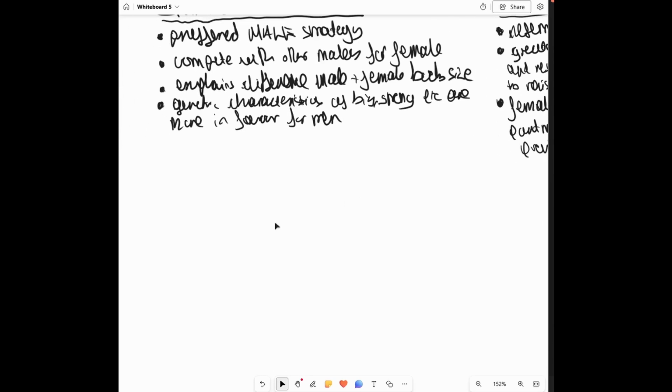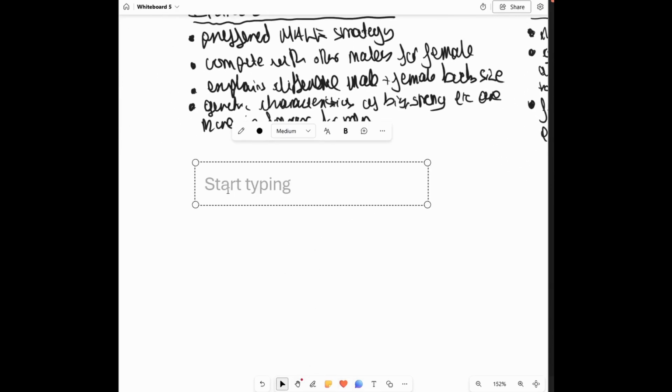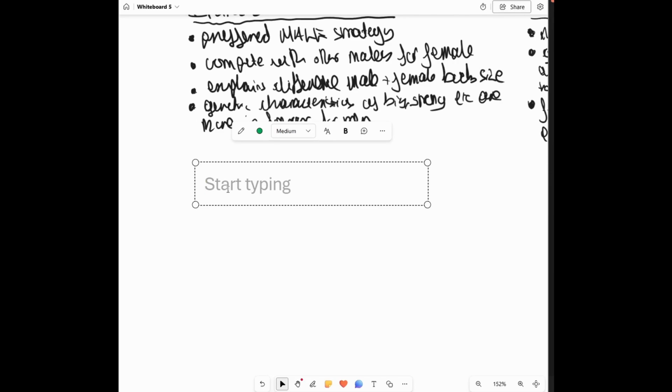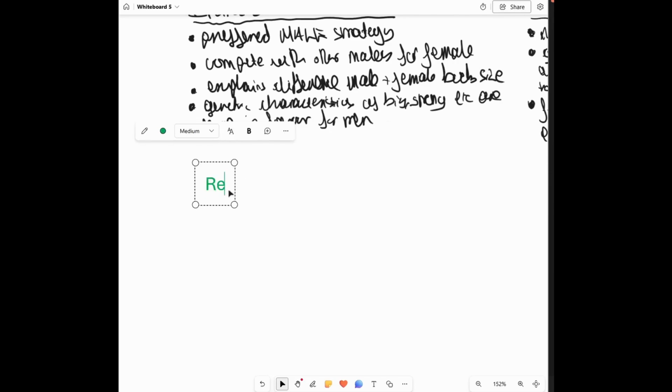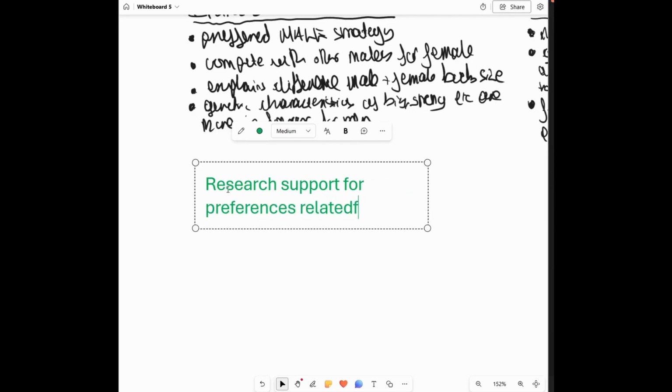For the evaluation, so for the first point, let's just do text. My handwriting is terrible. The first point, let's do this in green to symbolize this is a good point, this is positive. There's research support for preferences related to anisogamy.